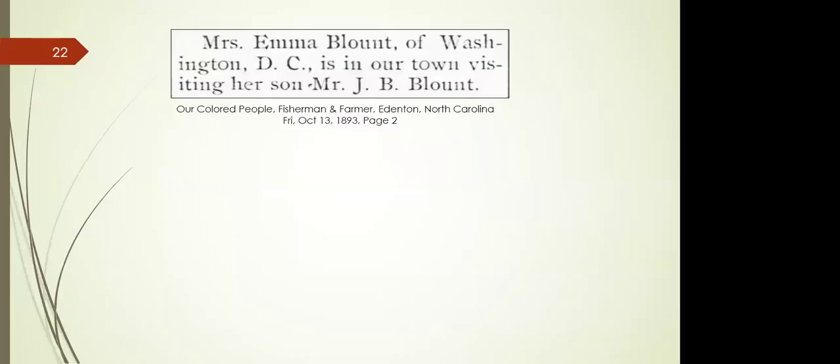All right, this is the other thing that helped me. This newspaper article from the Our Colored section of the Fisherman Farmer paper in Edenton, North Carolina. It told me that Mrs. Emma of Washington, D.C. was in Edenton with her son, Mr. J.B. Blunt. So there you have the genealogy. It's right there.